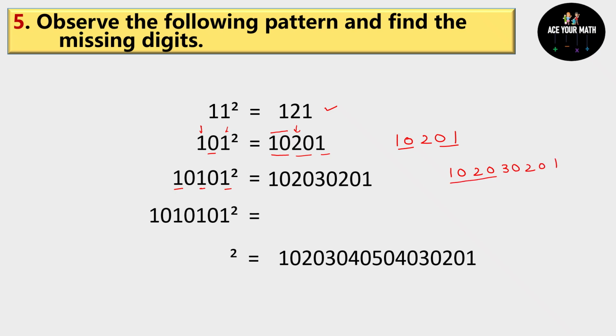Okay. Now in the next pattern, how many ones are there? There are 4 ones. It means this pattern will go till 4. So you will write 10, 20, 30, and 4. After that, you will write these digits again. It is 0, 3, 0, 2, 0, 1.